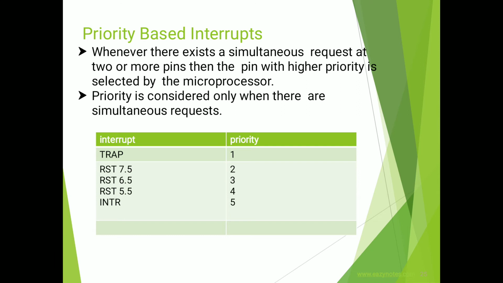Priority based interrupt. Whenever there exists a simultaneous request at two or more pins, then the pin with higher priority is selected by the microprocessor. Priority is considered only when there are simultaneous requests. Suppose peripheral devices interrupted the microprocessor to perform another operation. At that time, the microprocessor responds according to the priority in which the pin request is received.